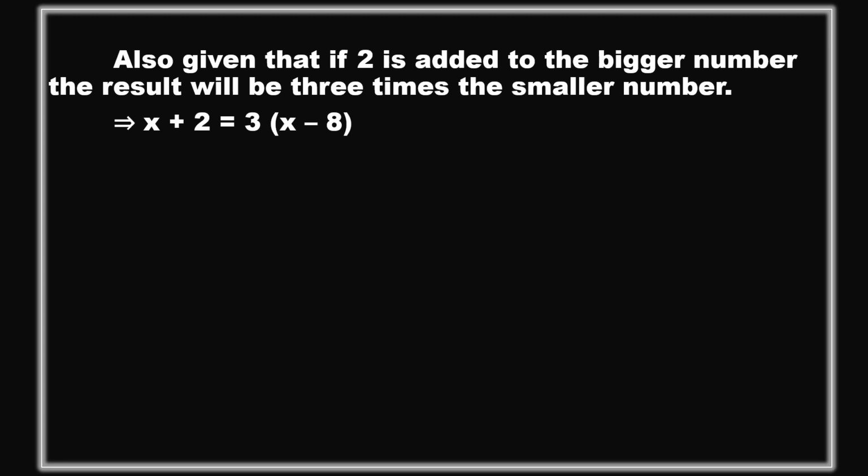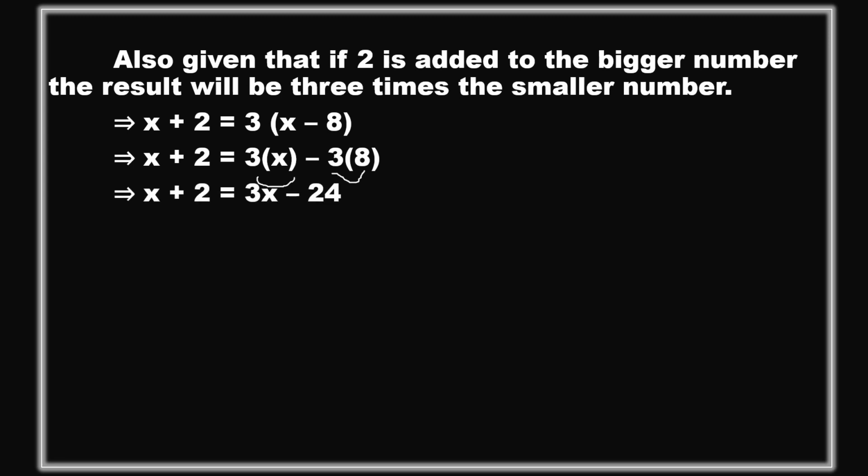Now we'll solve it. So this is under distributive property. So distribute 3 to both of them. 3 into x minus 3 into 8. So x plus 2 equals to 3 into x minus 3 into 8. Okay. Now here what you'll get? x plus 2 equals to 3 into x is 3x and 3 8s are 24. Right. So you'll get the equation in this way.